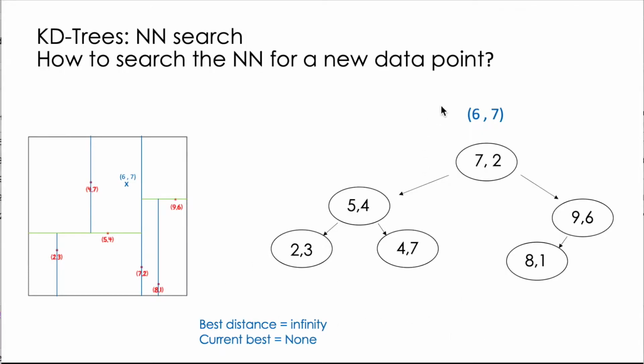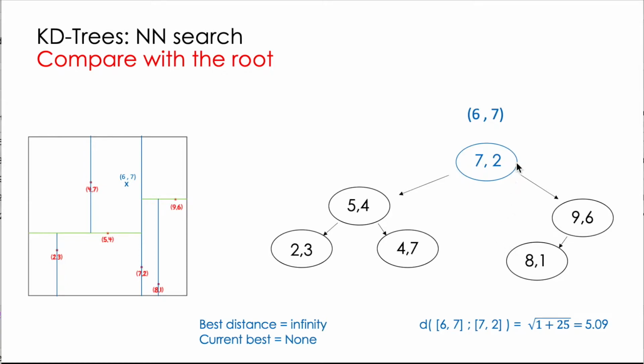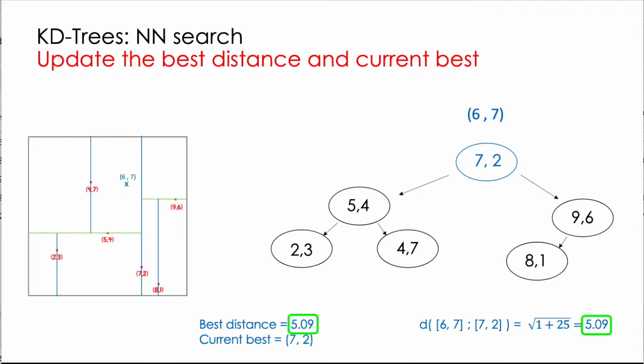Okay, so the data point 6,7 starts at the root, and we need to calculate the distance between our point and the root. In this case, it's calculated here. Let's just use Euclidean distance, and it's 5.09. So of course, we now set our best distance so far as 5.09, and our current best data point as the root, because it's the first thing we have. We didn't have any data point before.